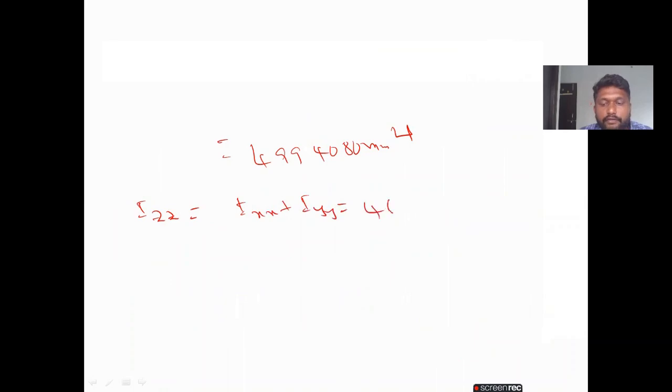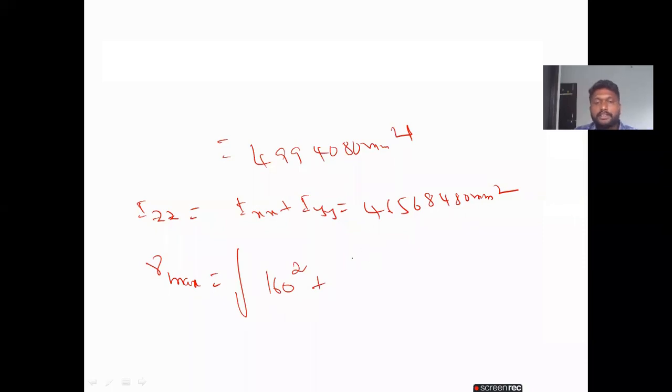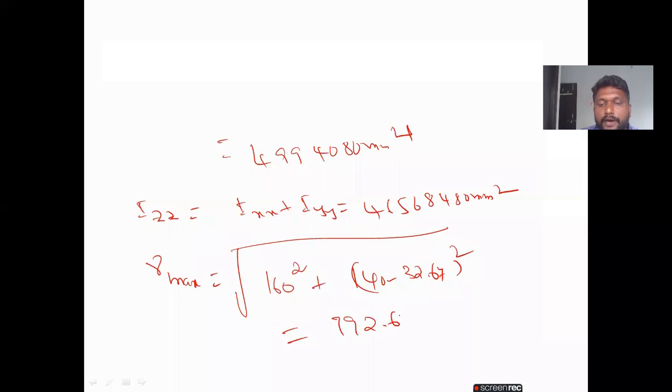So you will get 46568480 mm power 4. Then what about R max? I told you already the formula. So the R max equal to, we have to calculate square root of 160 square, that is half of the 320, that is the D value, and D square same like that, 140 minus 32.67, okay, square root, then we will get 192.66 mm.